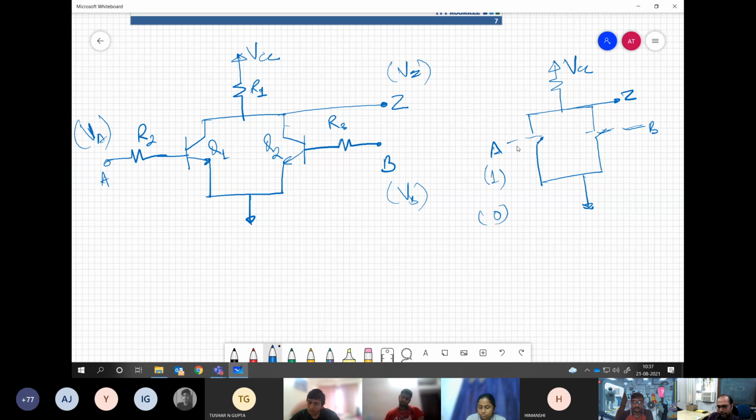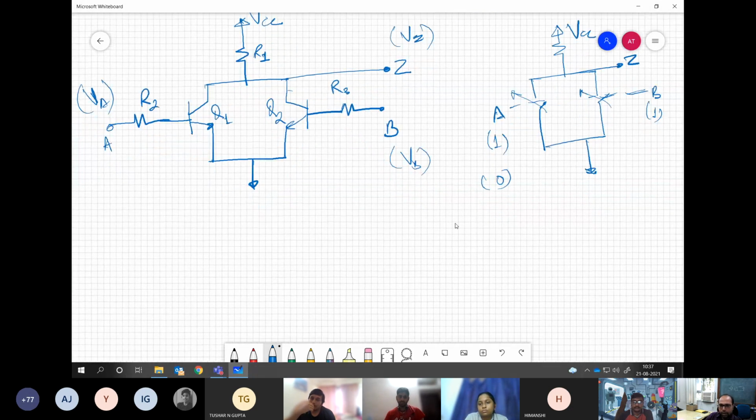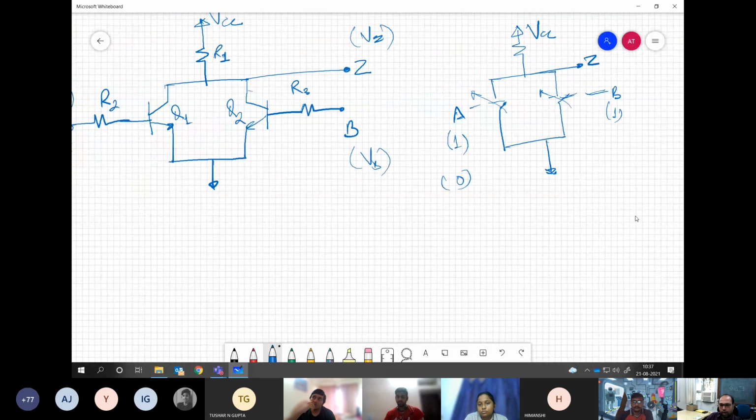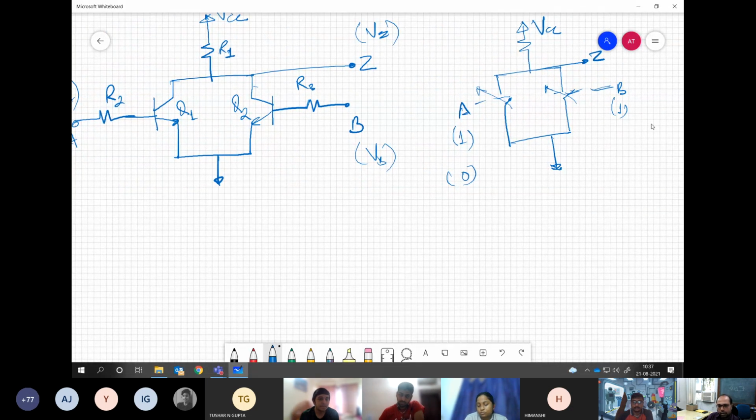Whenever you give high logic at A, this will be turned on. And whenever you give high logic at B, this will be connected. It is as simple as that. Now, even if one of the transistors is in conduction mode, what will happen to the logic at VZ? Low logic. Yes, low logic, because any one connection over here will bring it down to 0, or VCEsat, isn't it?